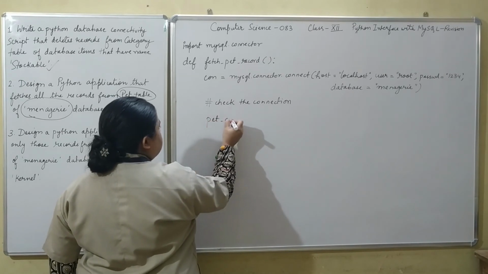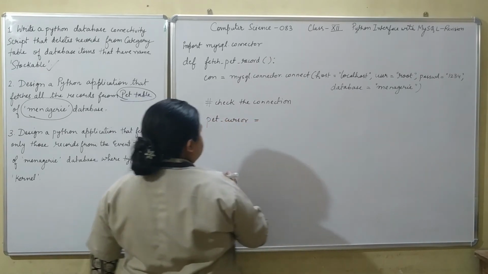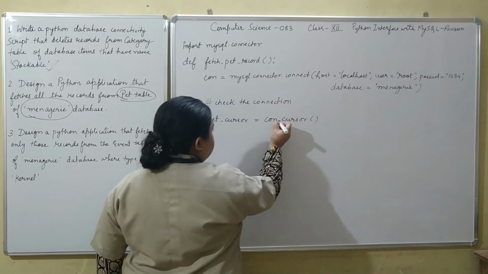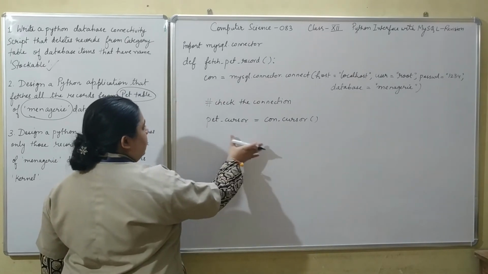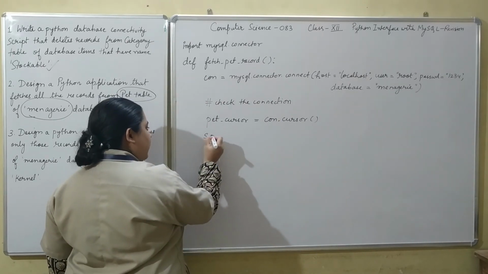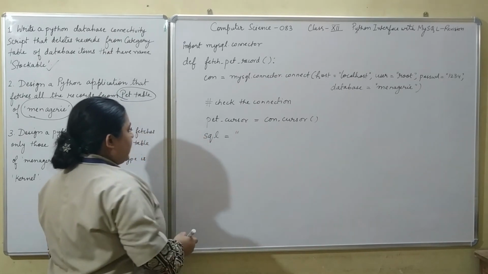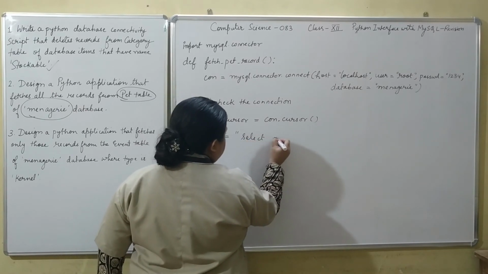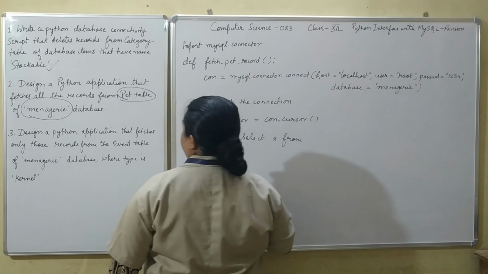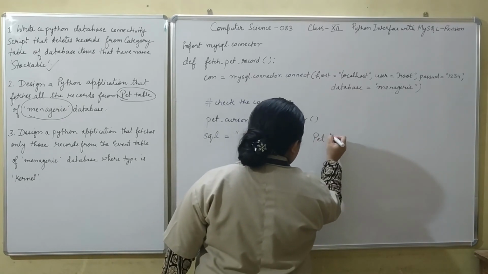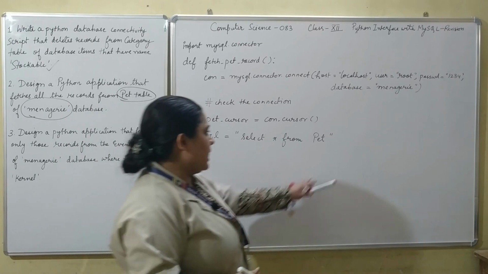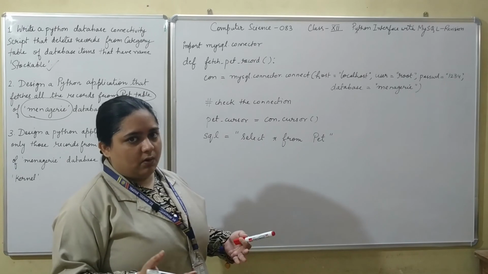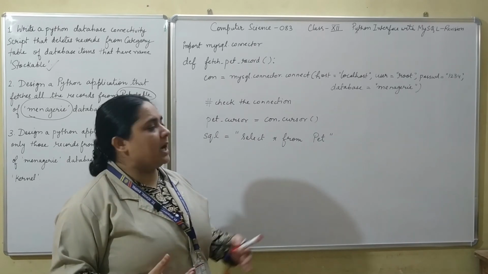So I am creating the cursor with the name pet cursor, con.cursor. So this will create the cursor object, and after creating the cursor object I have to write the SQL. So what is going to be my SQL to fetch all the records? It will be select asterisk from pet. That's it. And we are not providing any arguments over here. Why? Because we are not using any where clause. Okay, we are not going to supply any argument there.